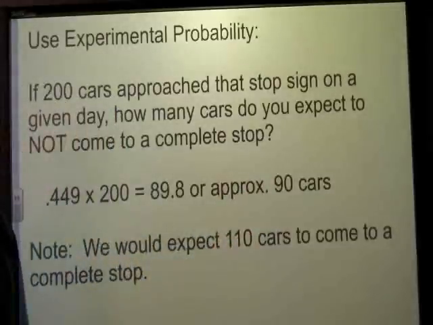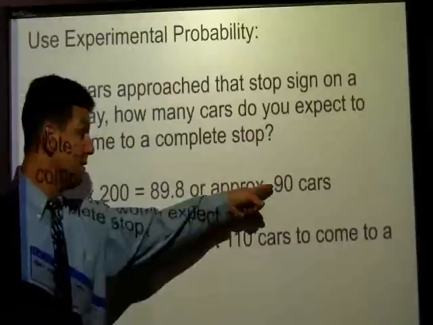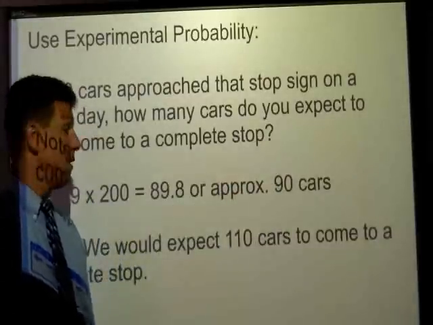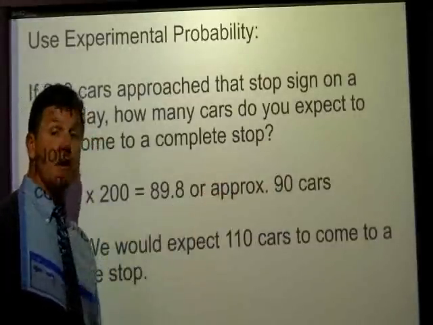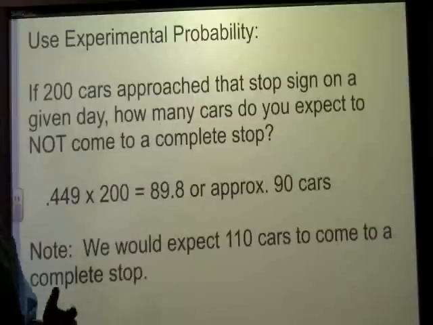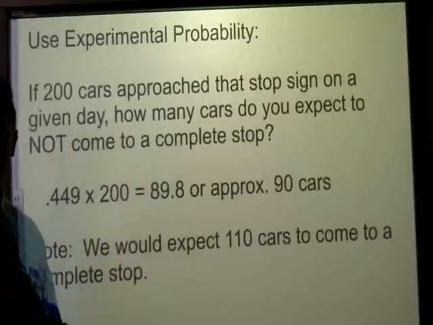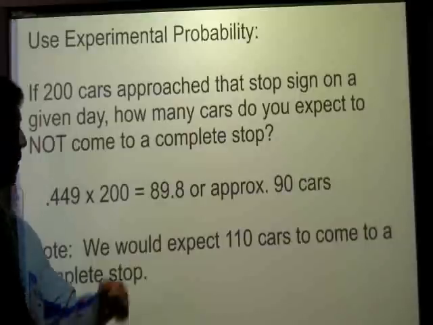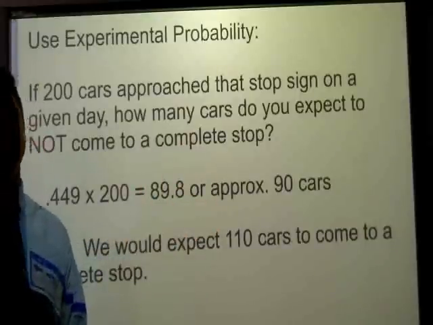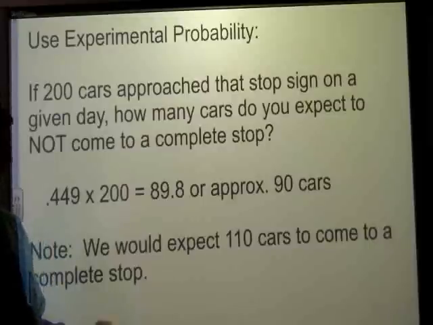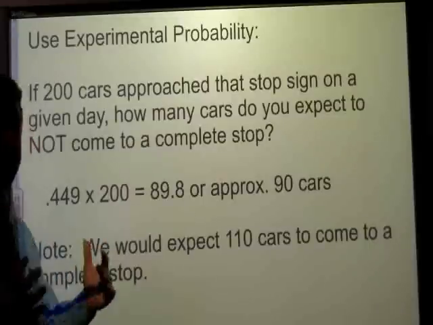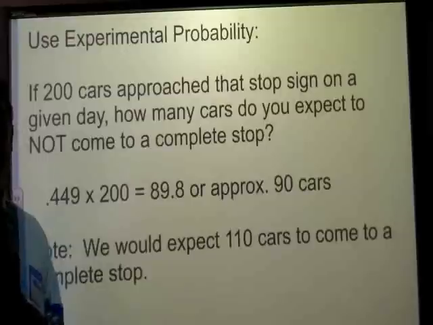Now, what does that mean? Well, maybe that means that this is a dangerous intersection, and this is why it's dangerous, because cars are not coming to complete stops. Maybe that would be a good place to put a police officer. That might be a good way to allocate our funds and decide to put a police officer there instead of over there where most cars come to a complete stop. That's how you would use data to make judgments about where best to utilize your resources.